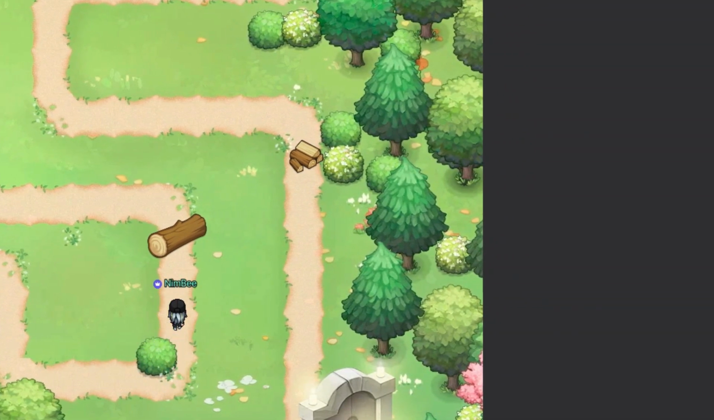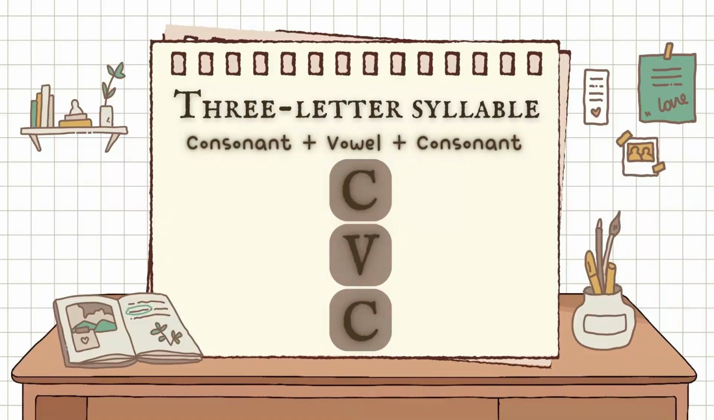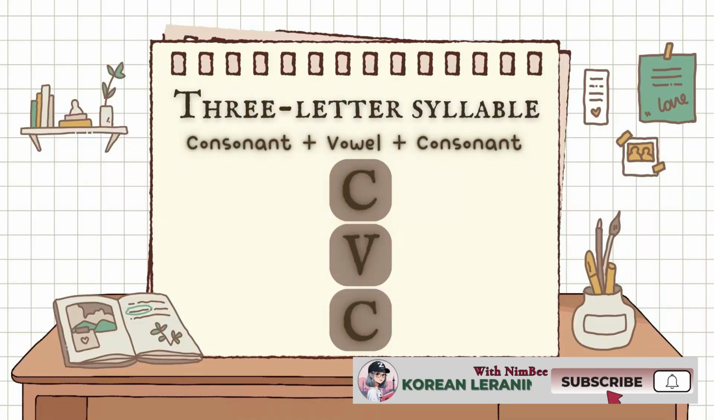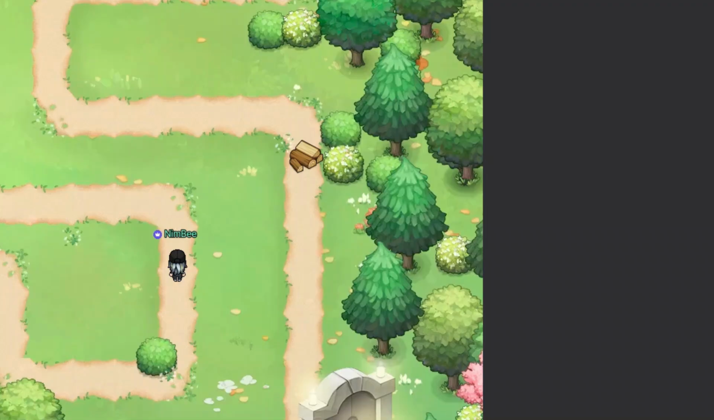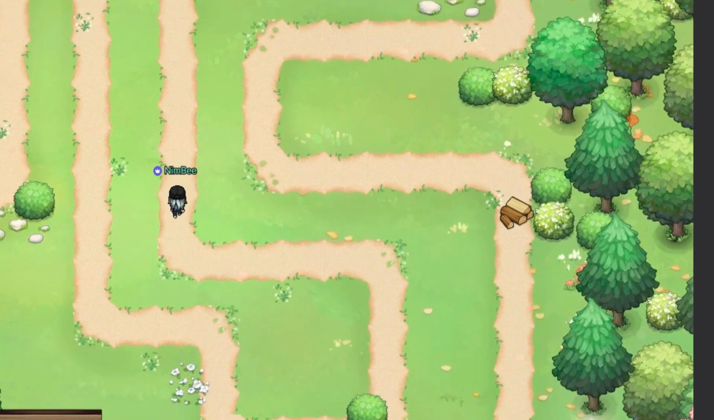Next one. Here, another form of 3-letter syllable, vertically. Again, consonant, vowel, and a final consonant. The example is comb. Okay? Let's go to the next one. Okay, let's go here.